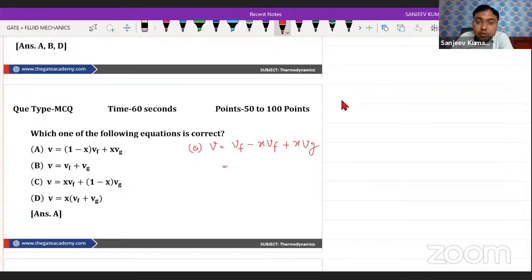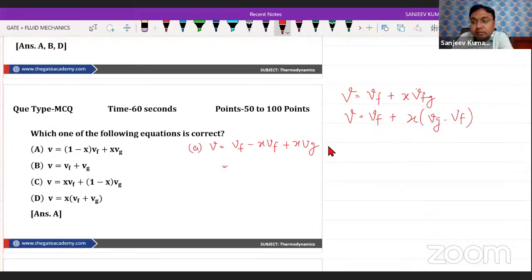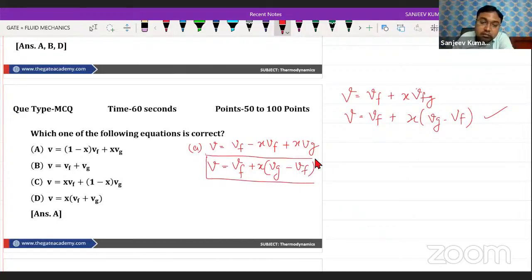So we can definitely write our correct equation is V is equal to VF plus X into VFG, or you can write V is equal to VF plus X into VG minus VF. Okay, this is the correct equation. So definitely it is same. You can see VF plus X, you can write this VG, you can put it here, X common out, so minus VF. So we are exactly getting the same answer as per the equation. So this A option is correct.